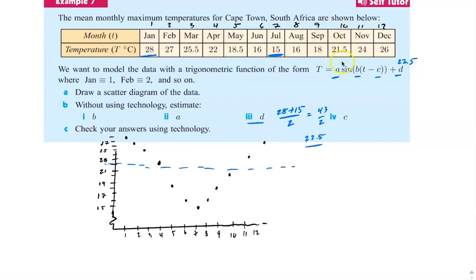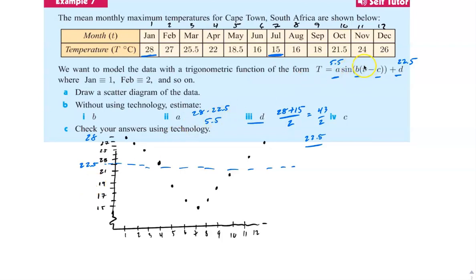Then from there, I like to find my amplitude. You can go from the middle to the top or to the bottom. It's just an estimation, so it won't matter either way. But since I used 28, I'll use that with the 22.5. So my A is 28 minus 22.5, which is 5.5. So that's my A.